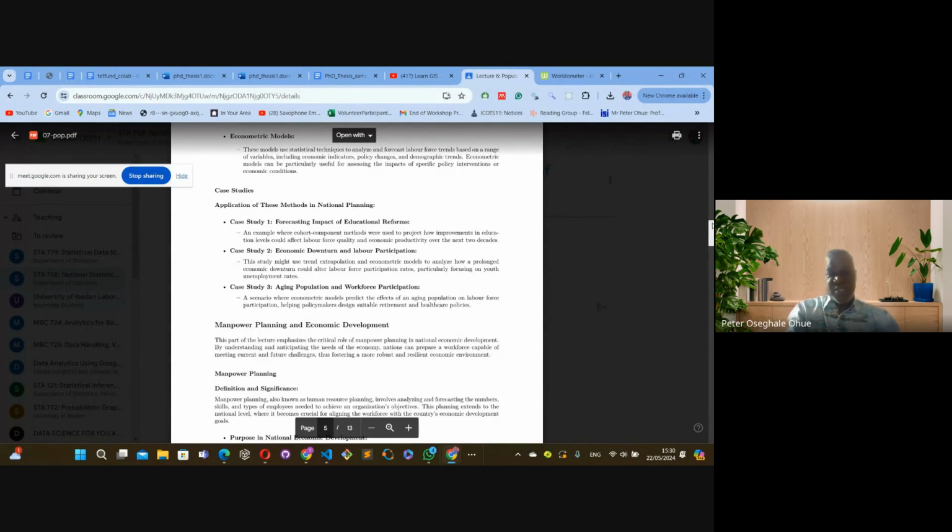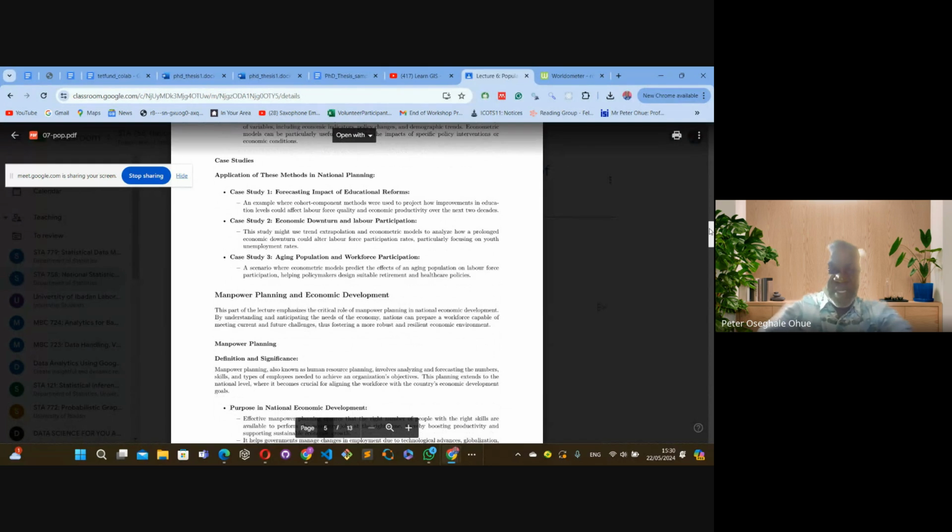We want to look at application of these methods in national planning. Our first case study is forecasting the impact of educational reforms. It's an example where cohort component methods were used to project how improvement in educational levels could affect labor force quality and economic productivity over the next 2 decades. So that can be something to work on. How will the labor force be impacted if there is a focus on improving the educational levels?